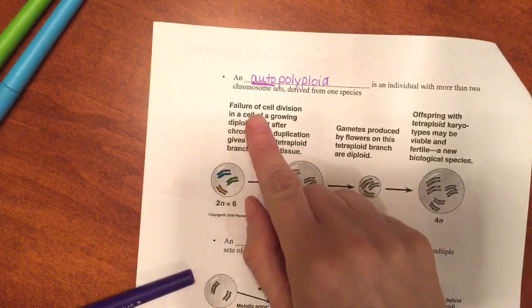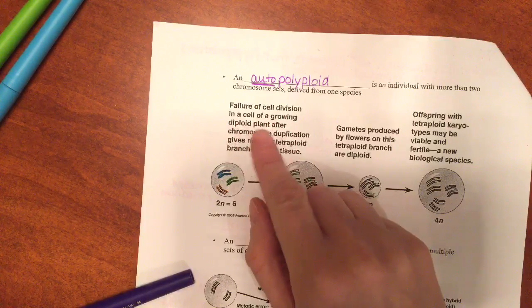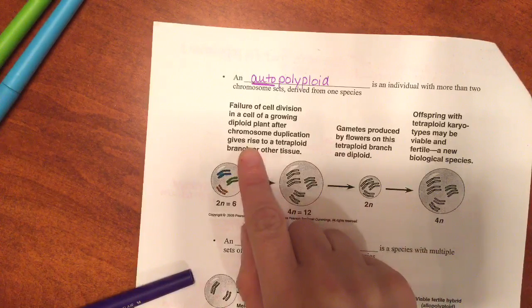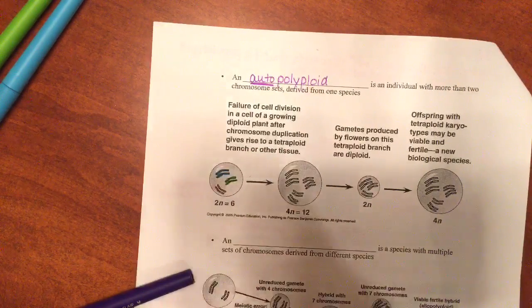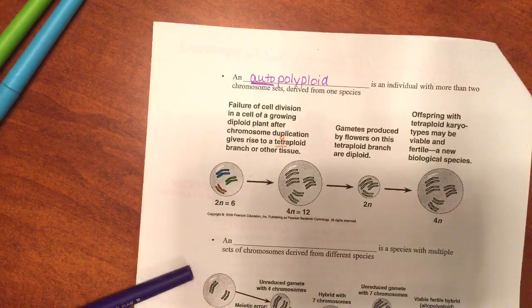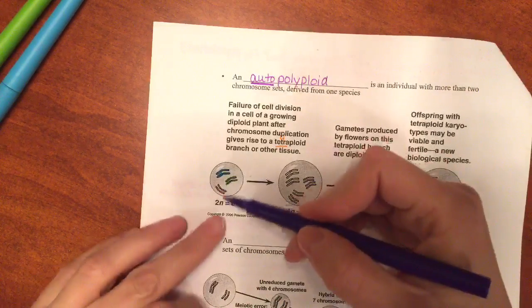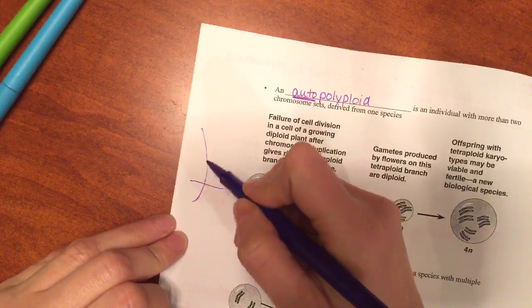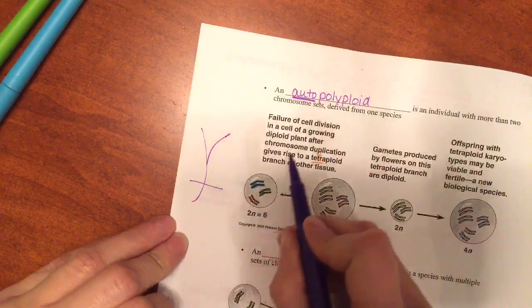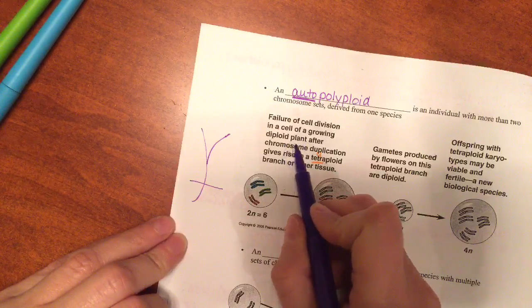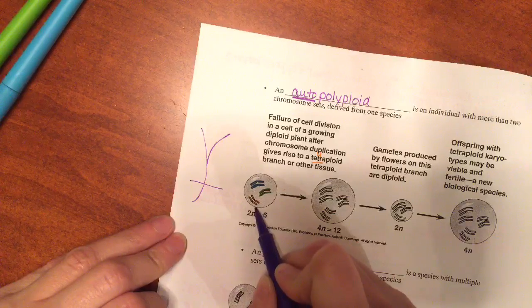So notice here a failure of cell division in a cell of a growing diploid plant after chromosome duplication gives rise to a tetraploid. Tetra is 4. So 4 of every kind of chromosome, in a branch or other tissue. So what in the world does that mean? All right, so you have this random cell. So let's say you have a plant. Here's your plant. All right, here's the stem. Here's a branch coming off of that. So notice here it says failure in a cell of a growing diploid plant. So it's diploid. All the cells are like this.